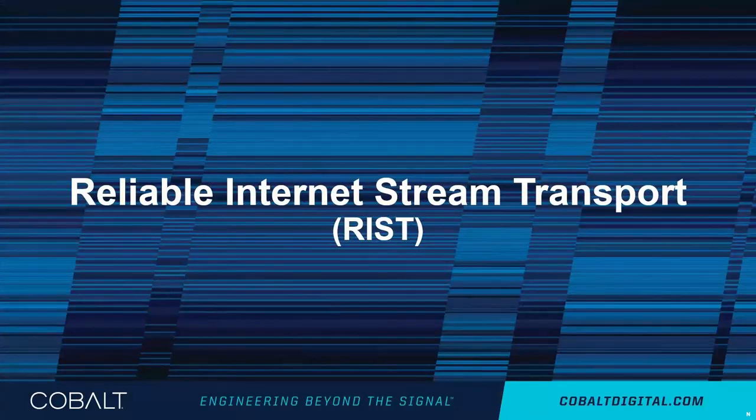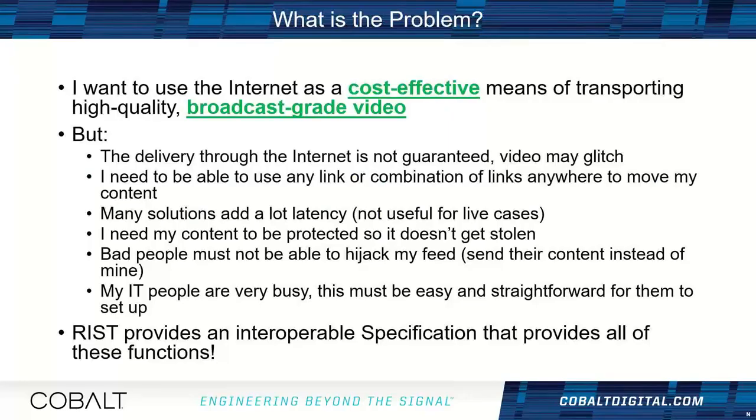I'm going to change gears again and talk about RIST, because, yeah, we talked about SDI, we talked about transport stream, now we want to transport that transport stream over the internet. So what's the problem here? I want to use the internet to transport broadcast grade video because I'm paying for it. It's already there, not very expensive, and it's got gobs of bandwidth. However, what are the impediments to do that?